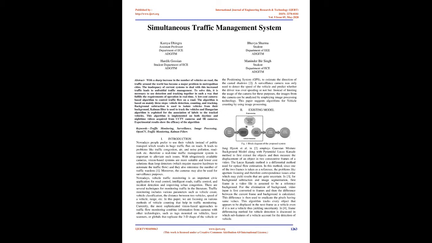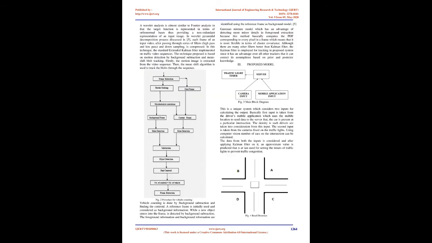The Global Positioning System, GPS, is used to estimate the direction of the casted shadows. A surveillance camera was only used to detect the speed of the vehicle and predict whether the driver was overspeeding or not, but instead of limiting the usage of the camera for these purposes, the images from the camera can be analyzed by employing image processing technology. This paper suggests algorithms for vehicle counting by using image processing. Fig. 1 block diagram of the proposed system.